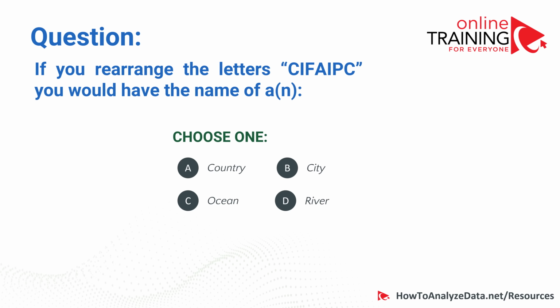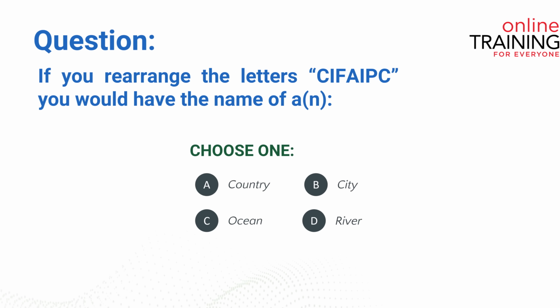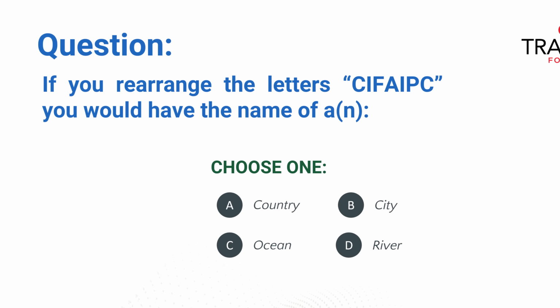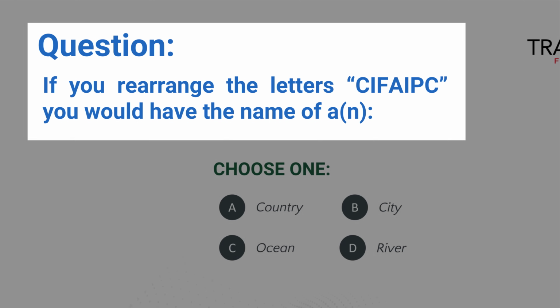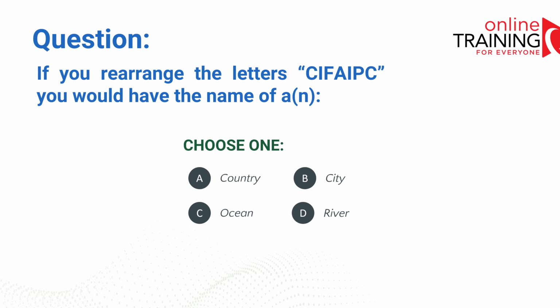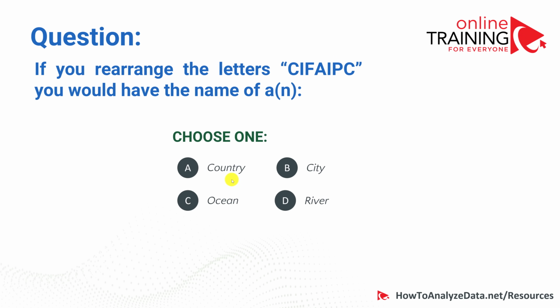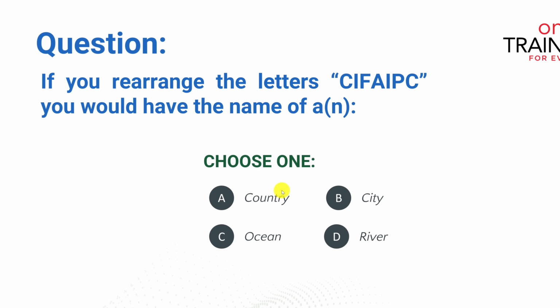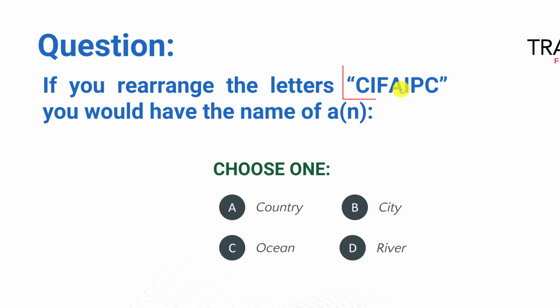Now let's look at the question, which is frequently used as part of verbal reasoning, aptitude tests, and psychometric tests. If you rearrange the letters CIF, AIP, C, you would have the name of: and there are 4 choices: country, city, ocean, and river. The tricky part of this question is that these are not the final answers. You can't rearrange this set of letters to get to the country. You can't rearrange it to get to the ocean letter or to any one of these letters.